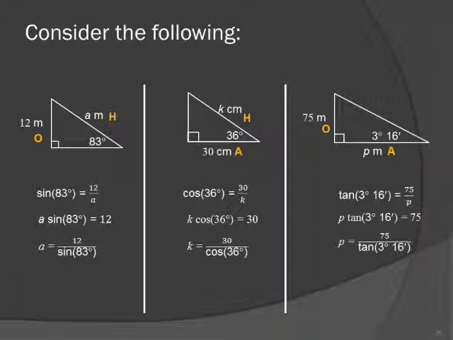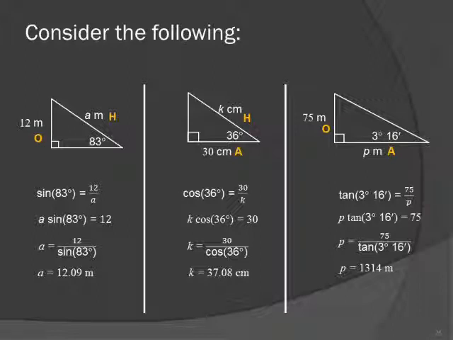So we now divide by the sine, cos, or the tan, which are only just numbers. So a is going to be 12 divided by sine 83 degrees. k is going to be 30 divided by cos 36 degrees, and p is going to be 75 divided by tan 3 degrees 16 minutes. We use our calculators and we find that a is 12.09 metres. k is going to be 37.08 centimetres to two decimal places. In the last one, we're talking metres, so having it to a number of decimal places is probably not important. So in this one, we've rounded it to the nearest metre, so it's 1314.